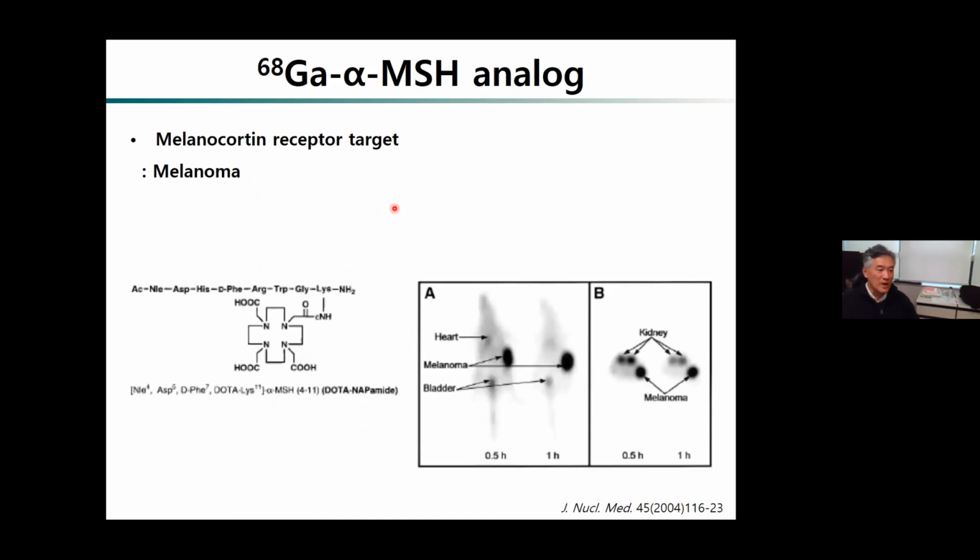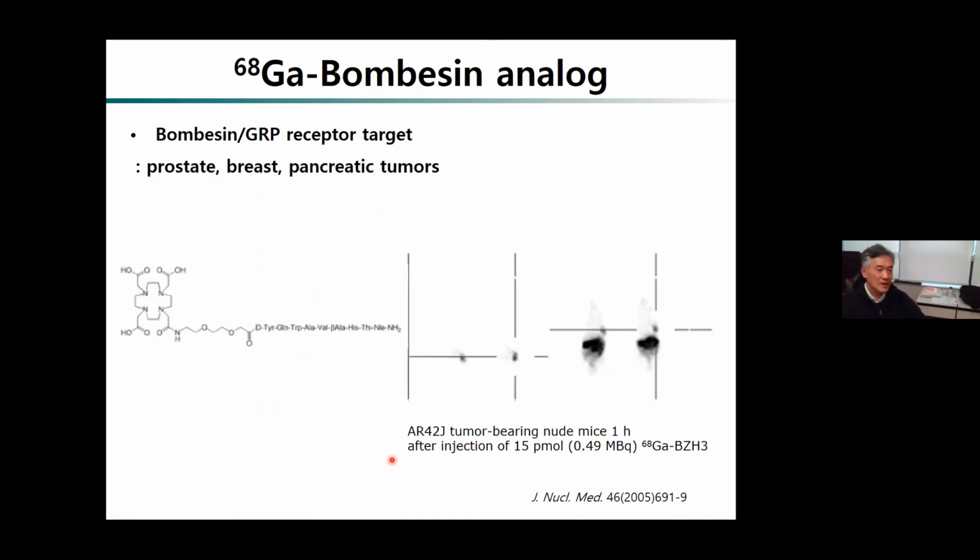And alpha MSH analogs can be used for melanoma imaging. Here you can see clear tumor targeting imaging in the animal model. And Bombesin analog, that is the GRP receptor target, that is for prostate, breast, or pancreatic tumors, and that also was evaluated in the tumor model.